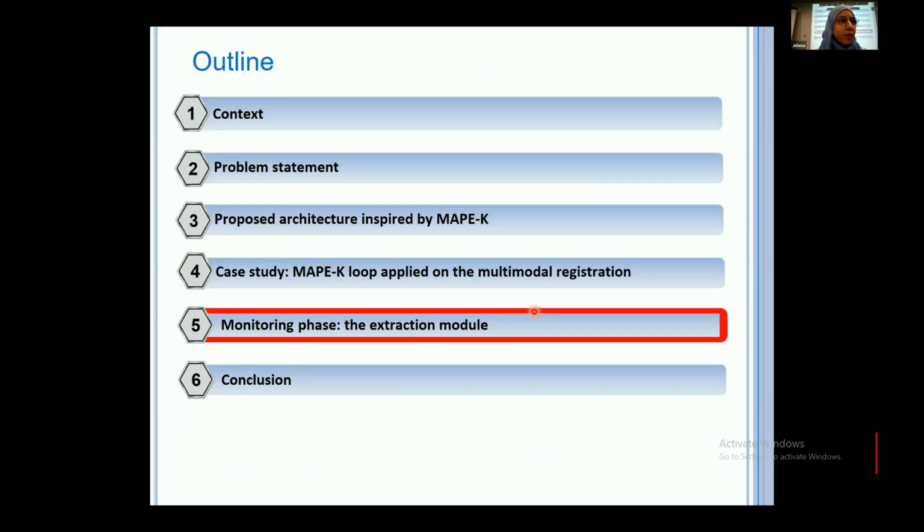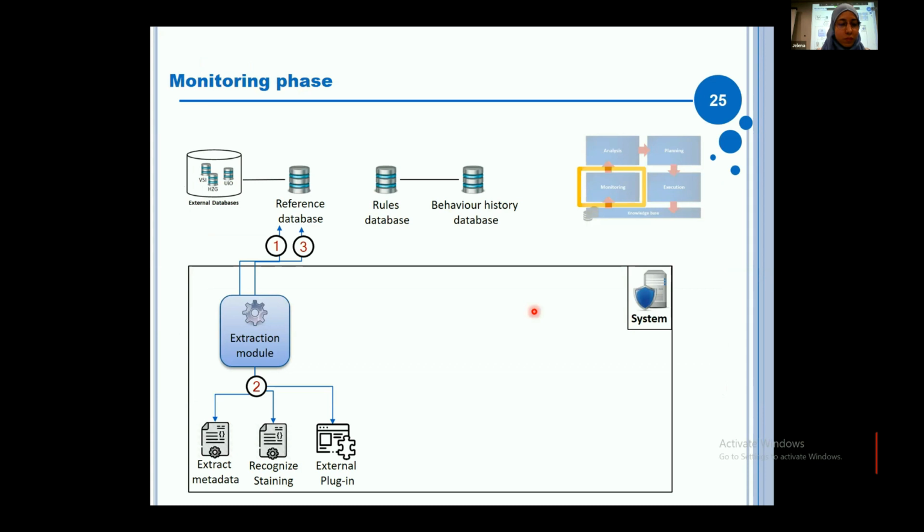Now back to the monitoring phase. We are interested especially in this step as it is more critical to collect the relevant information to get later the analysis. So in our MAPE-K loop, we represent the monitoring phase by the extraction module, and this module is responsible for extracting the relevant information and is subdivided into 3 sub-modules.